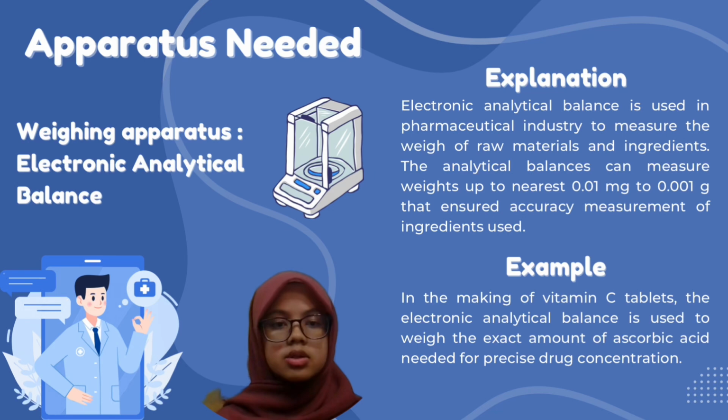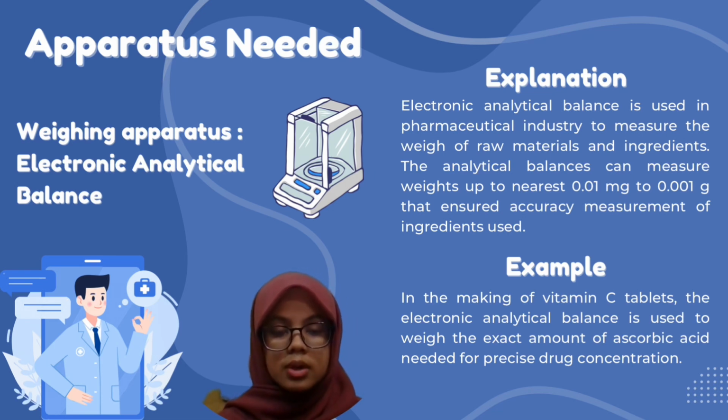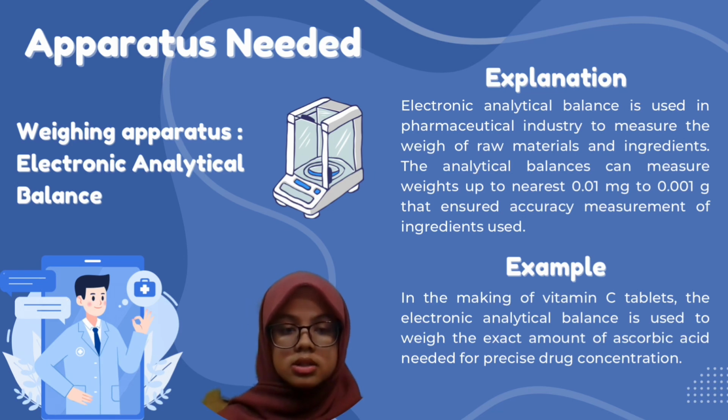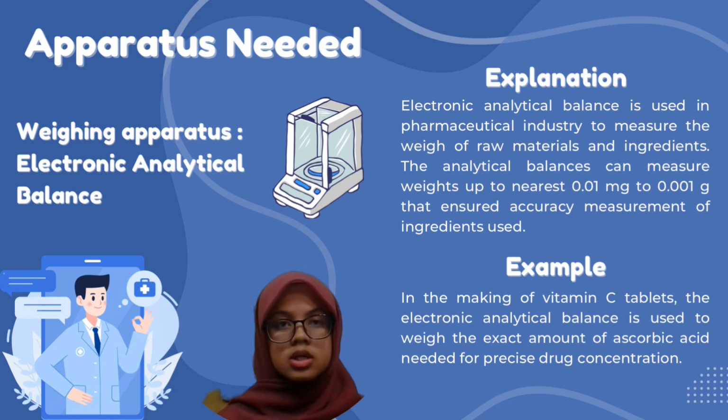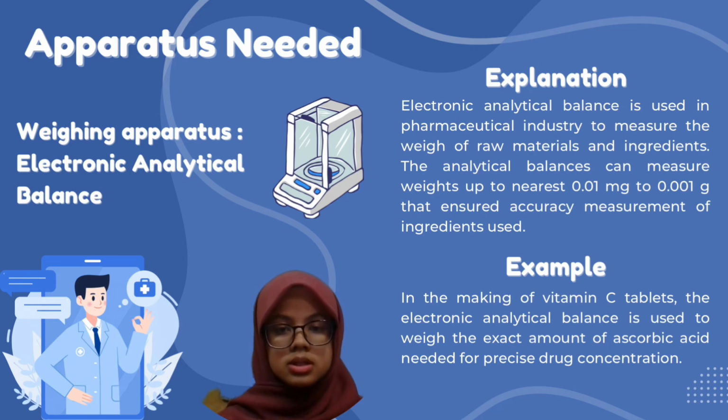Analytical balance is used in the pharmaceutical industry to measure the weight of raw materials and ingredients. The analytical balance can measure weights up to the nearest 0.01 milligram to 0.001 gram, which ensures accurate measurement of the ingredients used. Weighing the raw materials is one of the most important steps in ensuring the correct formulation when making medicine such as pills and tablets.